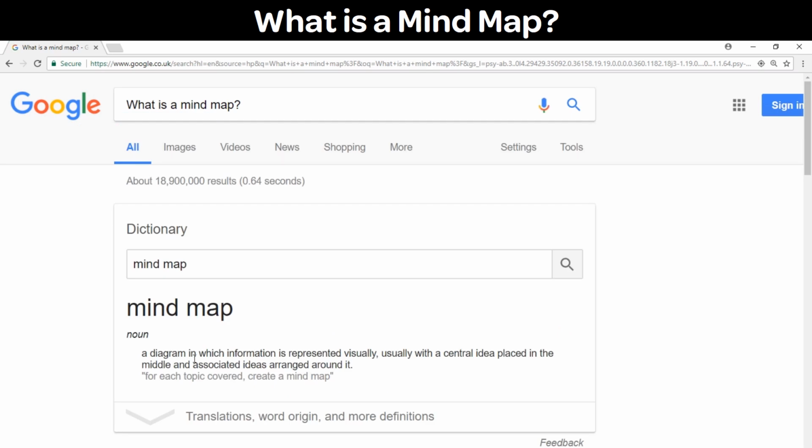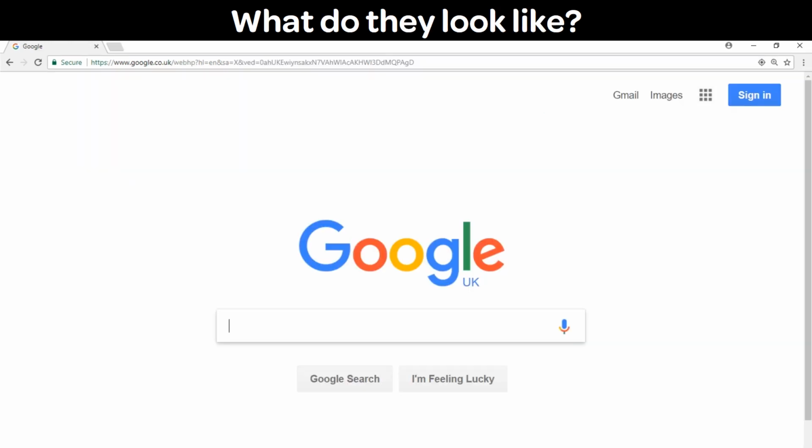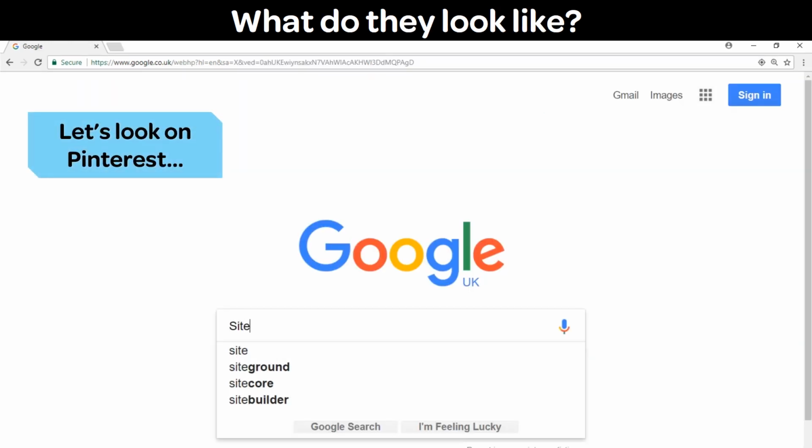Okay, so I found a dictionary definition of a mind map here, and it tells me that it is a diagram in which information is represented visually, usually with a central idea placed in the middle and associated ideas arranged around it. That's all well and good, but in practice, what does it actually look like?